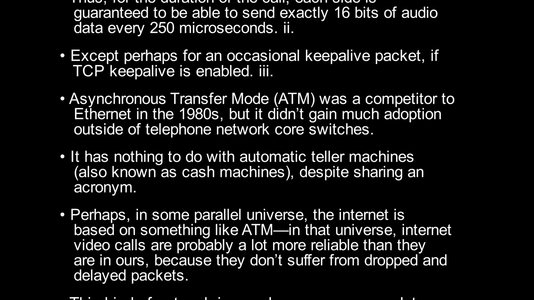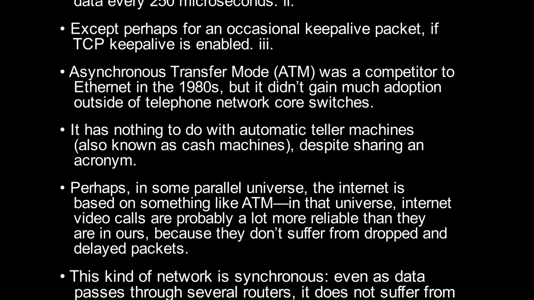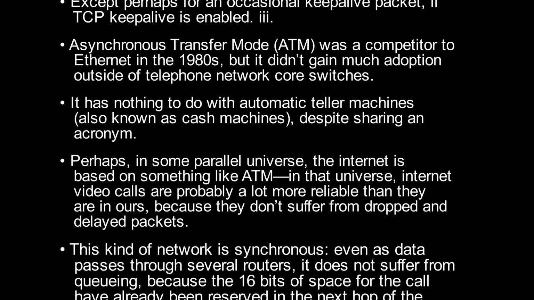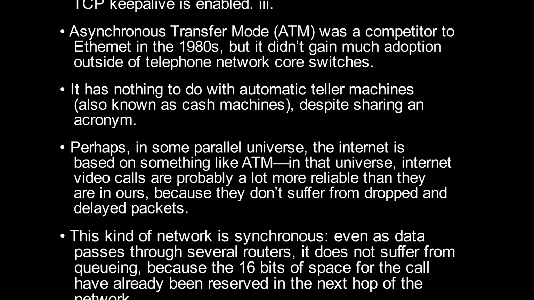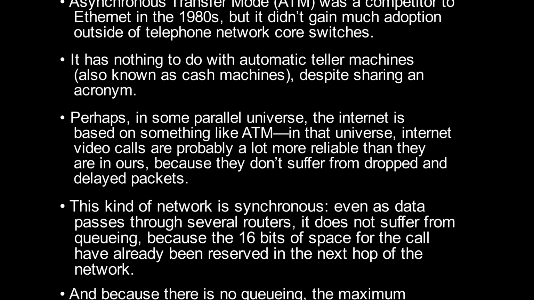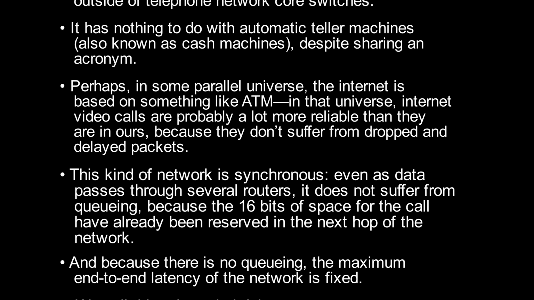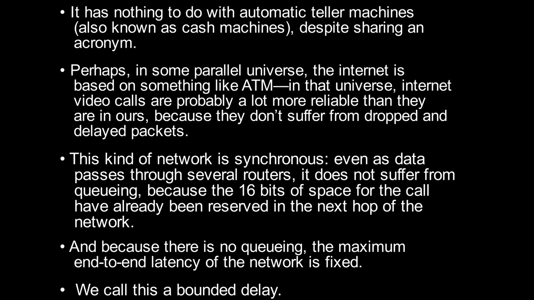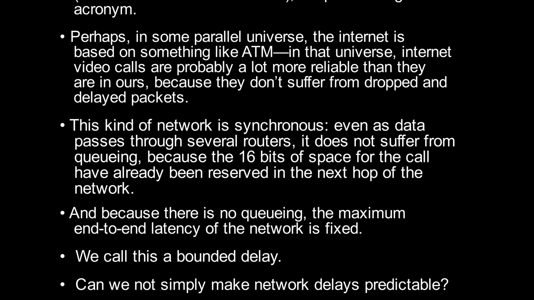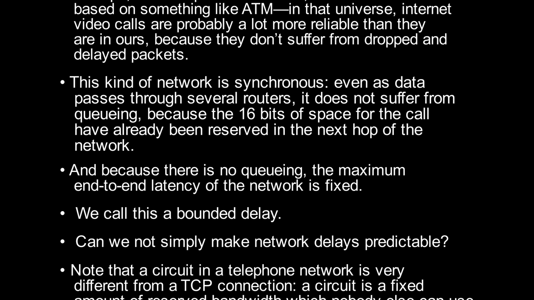Perhaps, in some parallel universe, the Internet is based on something like ATM. In that universe, Internet video calls are probably a lot more reliable than they are in ours, because they don't suffer from dropped and delayed packets. This kind of network is synchronous. Even as data passes through several routers, it does not suffer from queuing, because the 16 bits of space for the call have already been reserved in the next hop of the network. And because there is no queuing, the maximum end-to-end latency of the network is fixed. We call this a bounded delay.